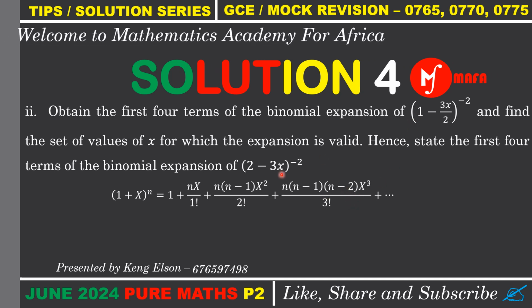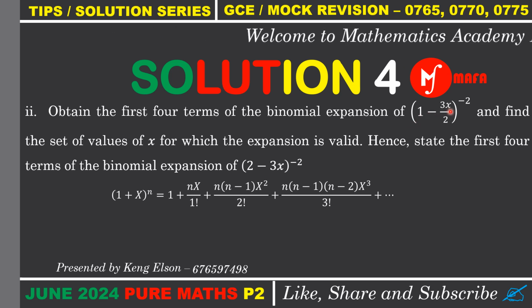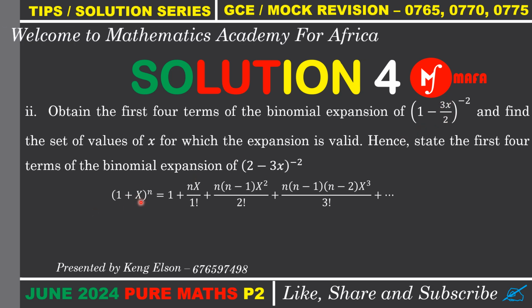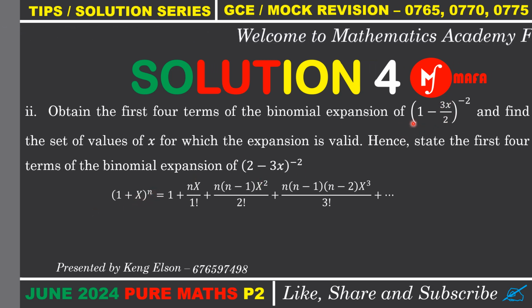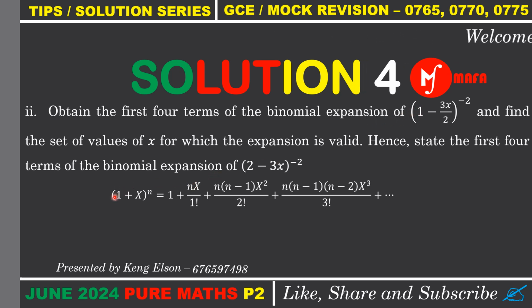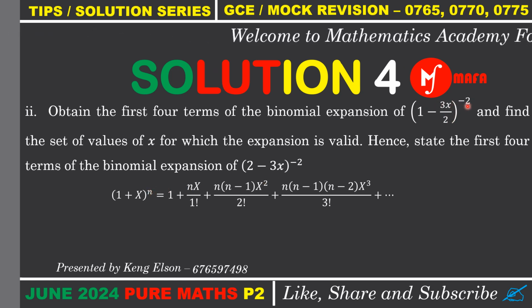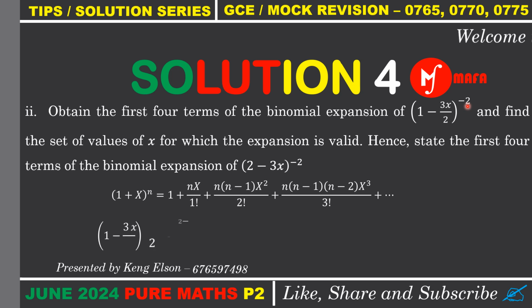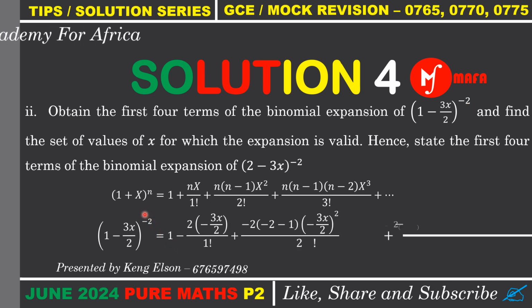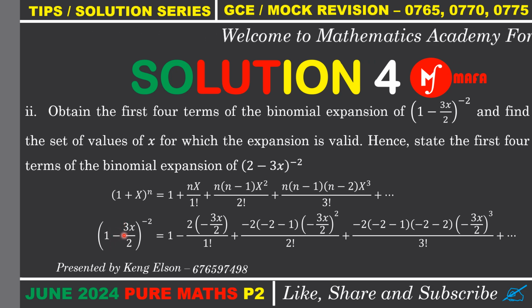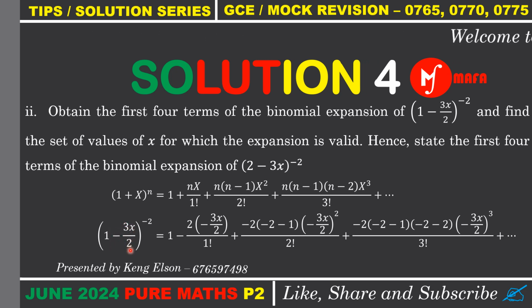In this case, if we compare 1 minus 3x over 2, raised to the power negative 2, with 1 plus capital X to the n, what do we realize? We realize that 1 and 1 are already equal. Your capital X becomes negative 3x over 2, and your n becomes negative 2. So all we have to do is substitution. We replace n with negative 2 whenever we see n, and we replace capital X with negative 3x over 2 whenever we see capital X.